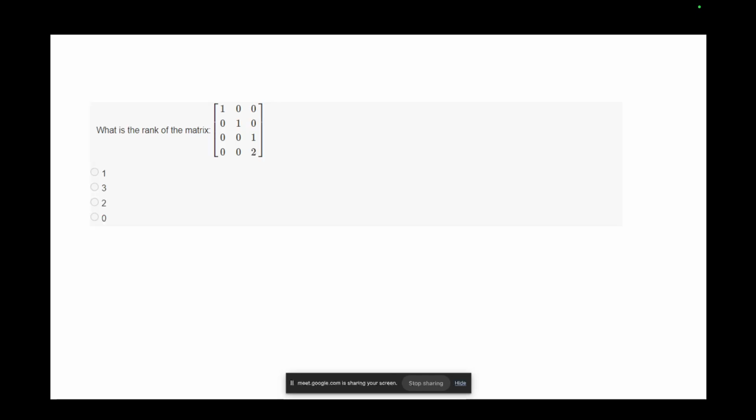So then the third column does not remain linearly independent. So in that case, the rank of the matrix will be 2. But in this case, you cannot make one column using linear combinations of the other two. So in this case, the rank of the matrix will be 3.